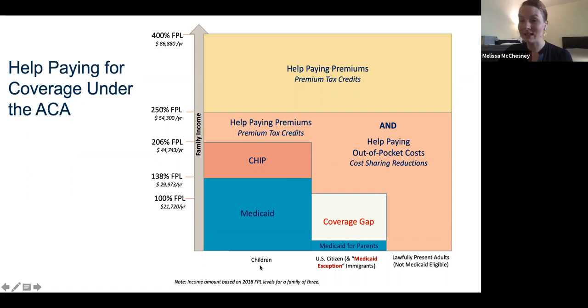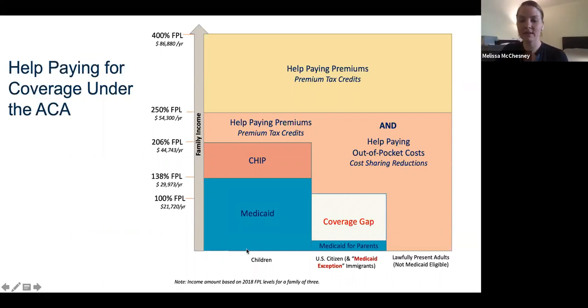So let's talk about kids first. If I'm a kid, I'm going to have Medicaid all the way up to 138. Above 138, I have CHIP all the way to 206, and then I start becoming eligible for the ACA. One of the basic ideas here, and we're going to build on this, is that you can't be eligible for two things at once, and you don't actually get to pick and choose either. So if you're eligible for Medicaid, you're not eligible for CHIP. If you're eligible for CHIP, you're not eligible for the ACA. You've got to fall into one bucket.